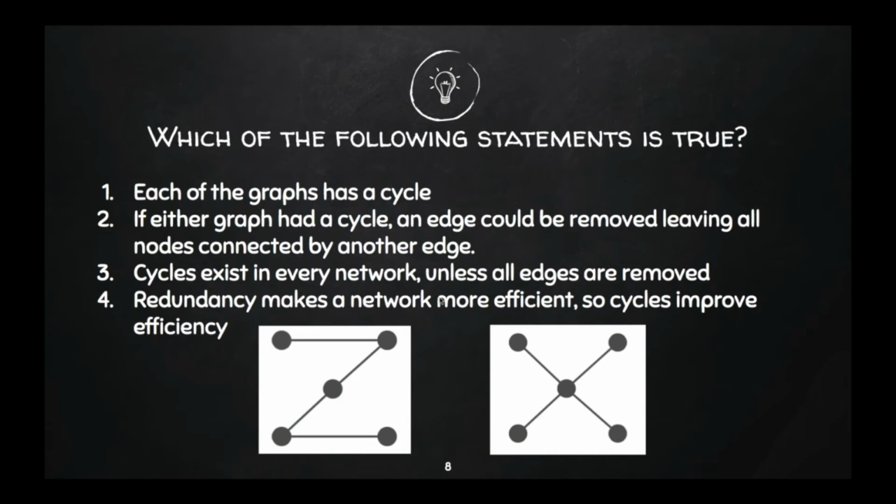Redundancy makes a network more efficient, so cycles improve efficiency. Well, let's discuss what the word redundancy means. Redundancy means it happens again. So a cycle is a redundant pathway between two vertices. So let's look at an example here. If there was an edge between this vertex and this vertex, there would be two pathways between the two vertices, from here to here, and then through this vertex following that path. That is what we call a redundant path. In other words, there's more than one.